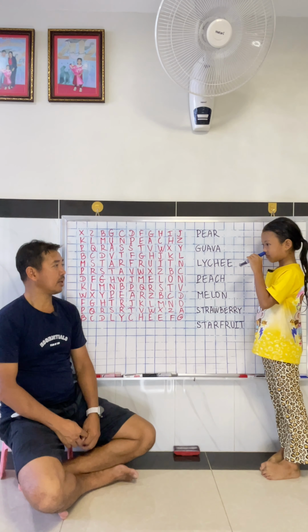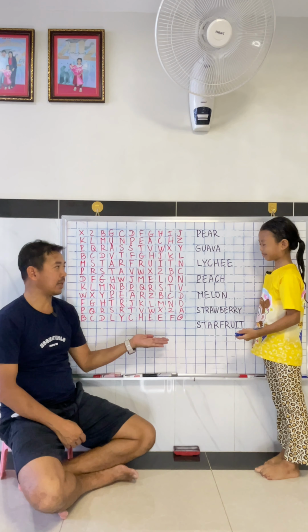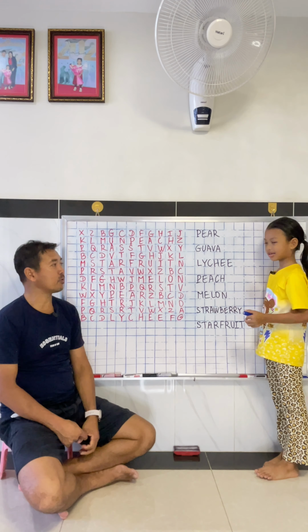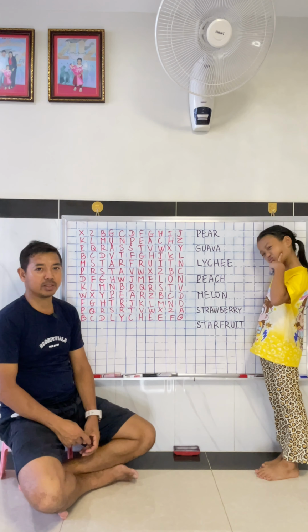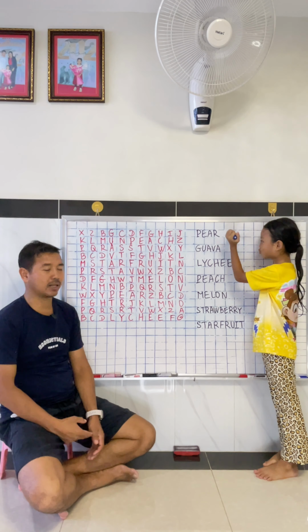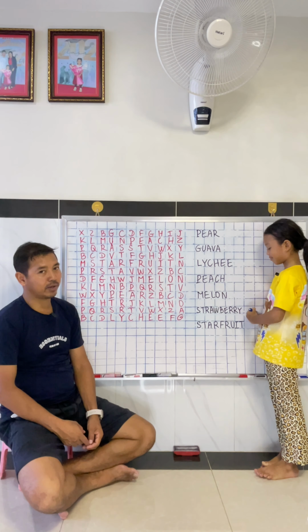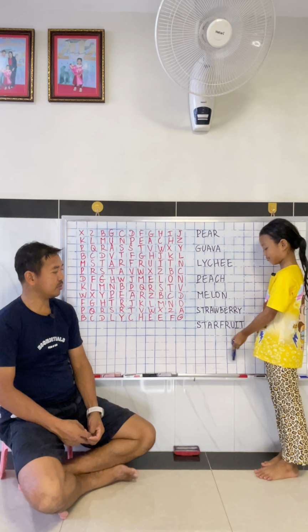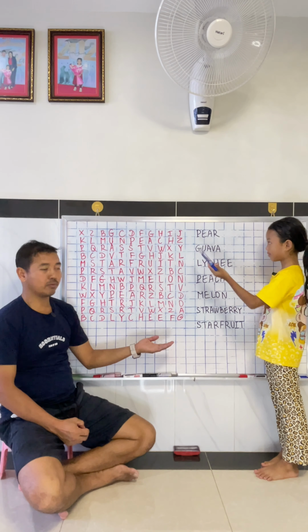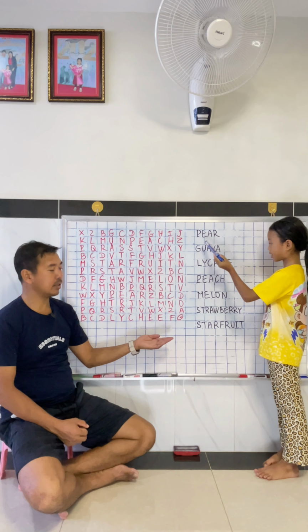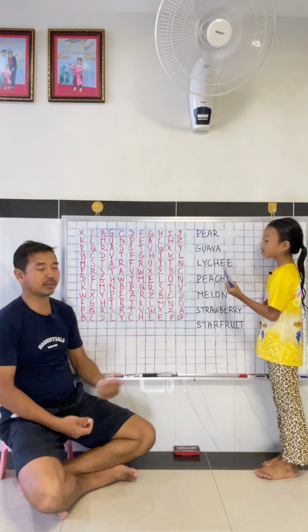Vocabulary and playing puzzle word. Today we still have 7 words that relate to fruit again. Yeah, we have 7 words with fruit. So please watch us to learn fruit in English.